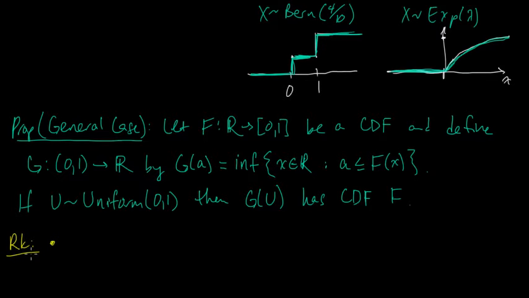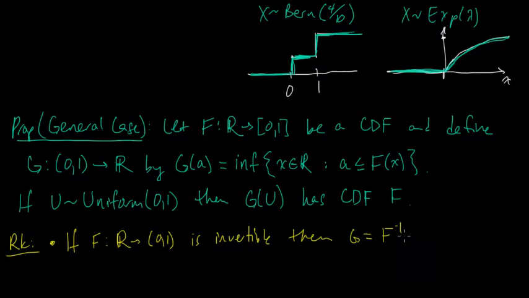And in fact, here are a few remarks. A first remark is that if F is invertible, if it goes to this open interval from 0 to 1, and it's invertible, then G equals F inverse. So this is indeed a generalization of the previous special case.